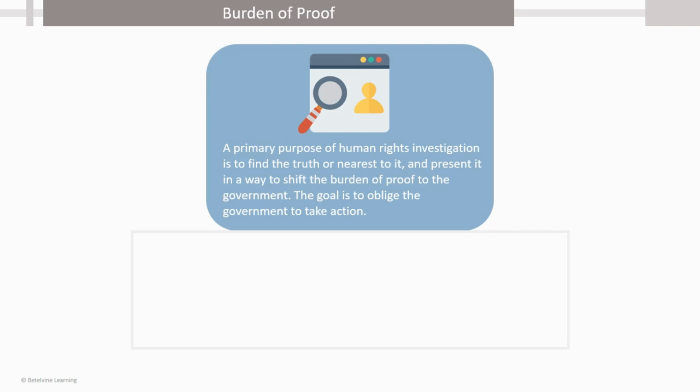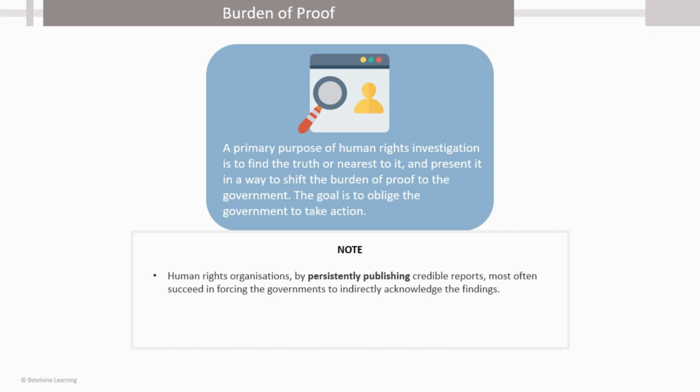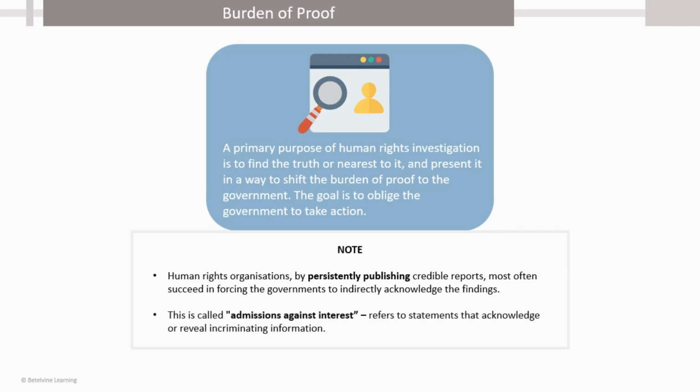Most often, governments tend to deny findings made by human rights organizations. However, human rights organizations, by persistently publishing credible reports, often succeed in forcing the governments to at least indirectly acknowledge the findings. This is called admissions against interest. It refers to statements that acknowledge or reveal incriminating information.